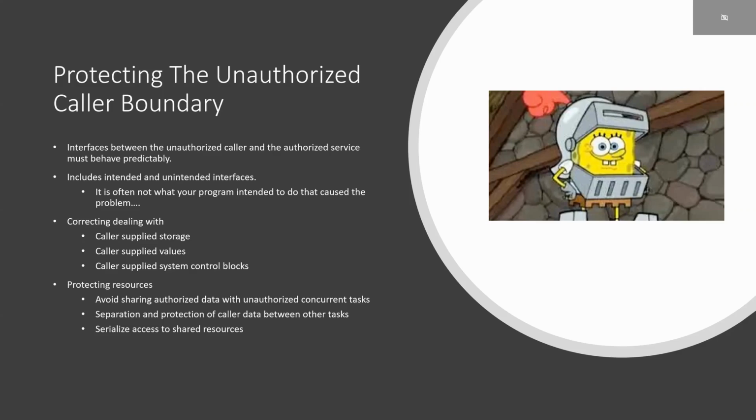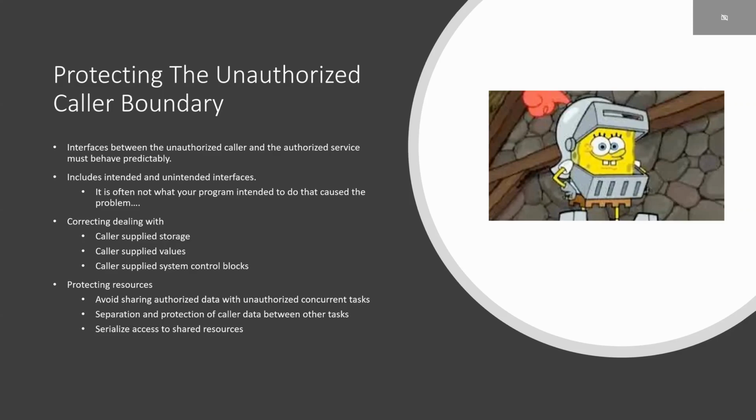So not only are they going to try and exploit your interface there and call you with unexpected values, your code has to behave well and recover and protect itself, even when it's got a valid parameter list, and also, more importantly, when it's got unexpected things in its parameter list as well. So your interface, your authorized service, has got to correctly deal with all caller supplied storage, all caller supplied values, and, in quotes, caller supplied system control block. We'll go into that in a little bit more detail.